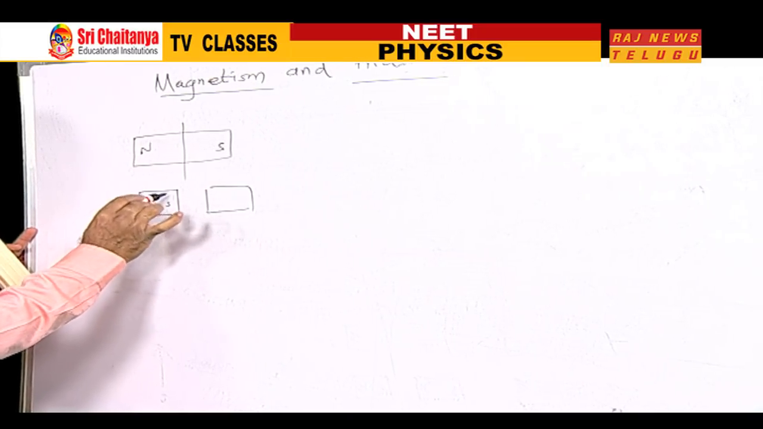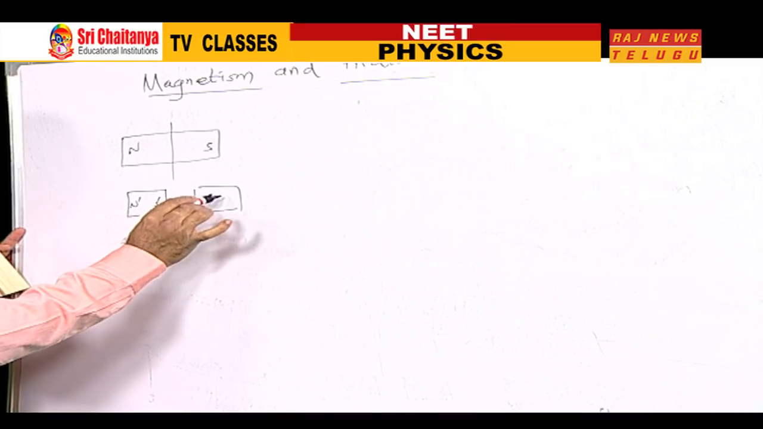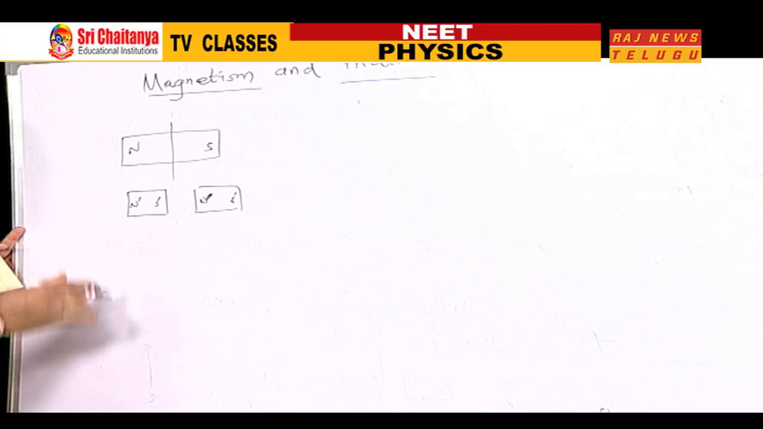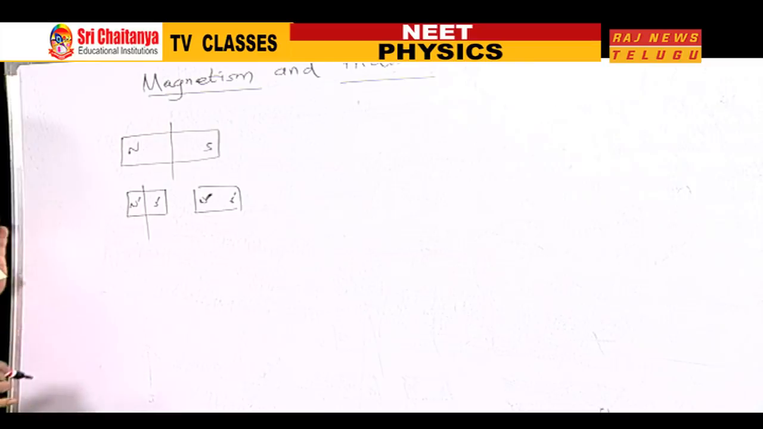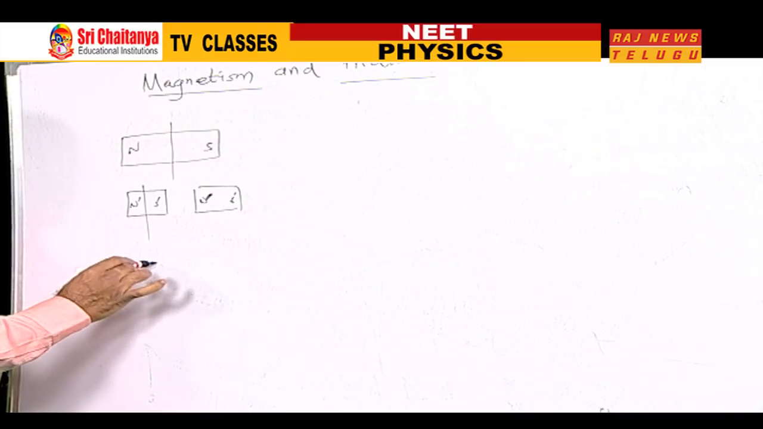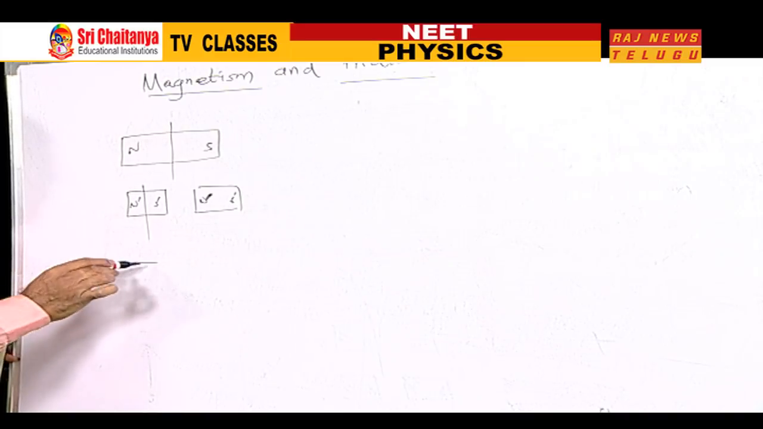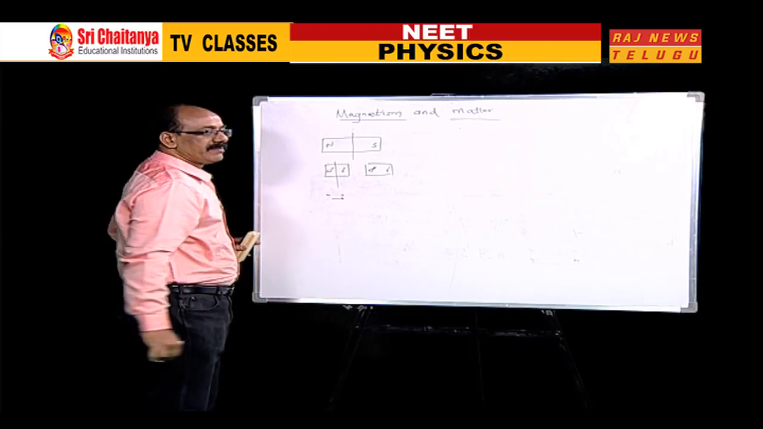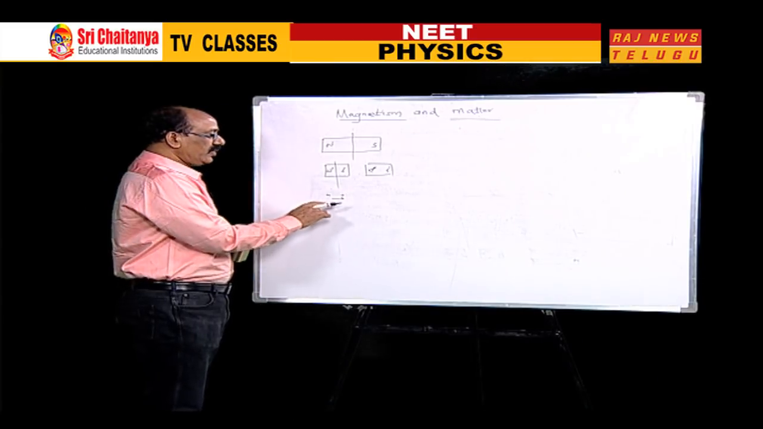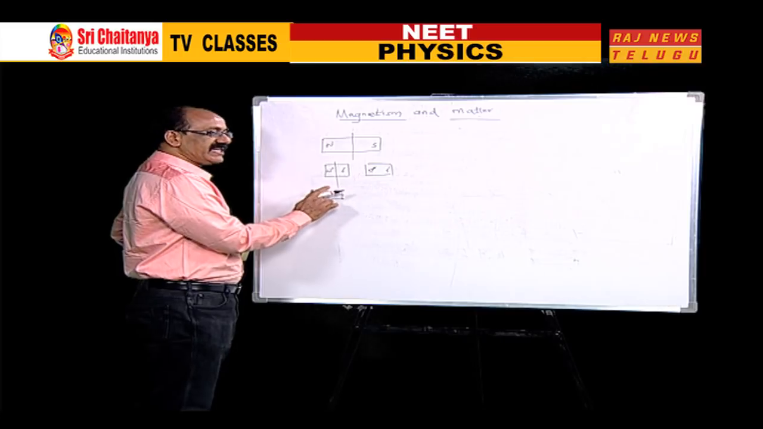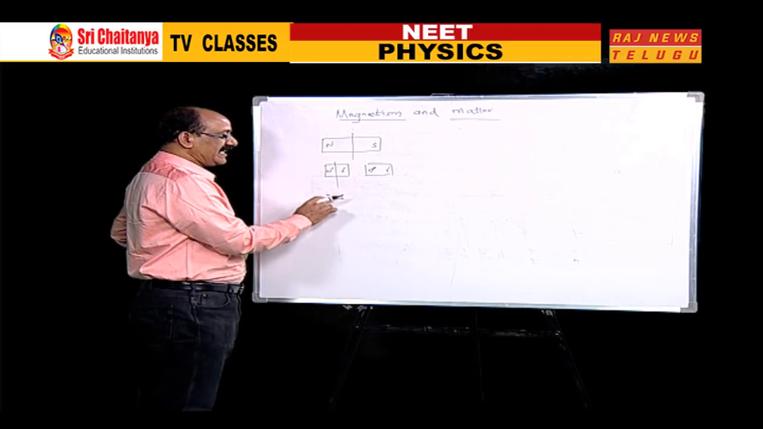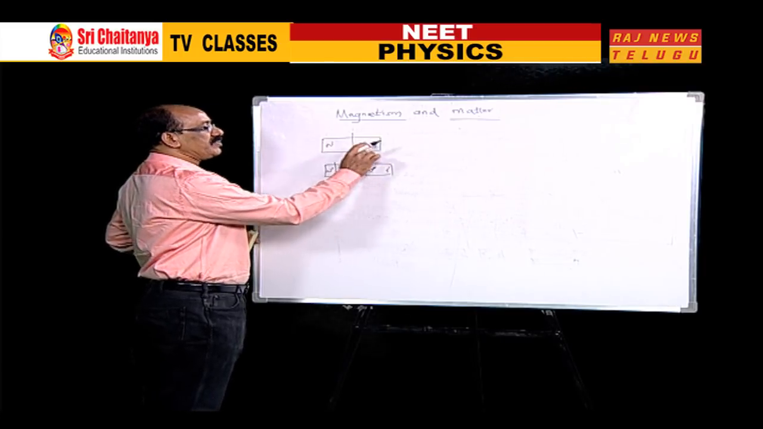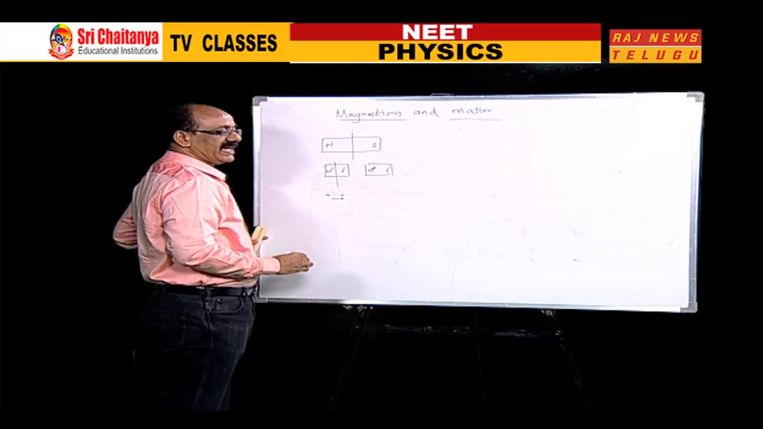This is north, south, but with weaker properties, as we discussed. If you go on cutting into smaller pieces, the smallest one which is having the magnetic properties is the molecule of this substance, that is called a molecular magnet. Even that molecular magnet will have magnetic poles. So, if you consider a magnetized substance, these molecular magnets happen to be in an orderly manner.